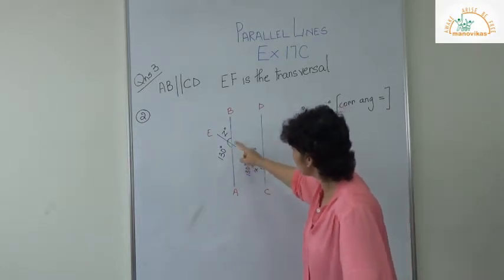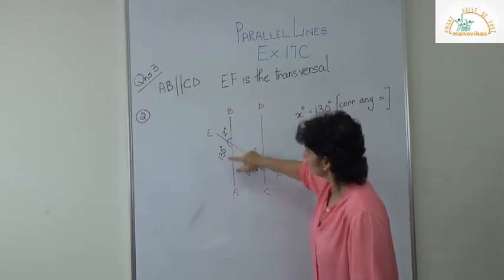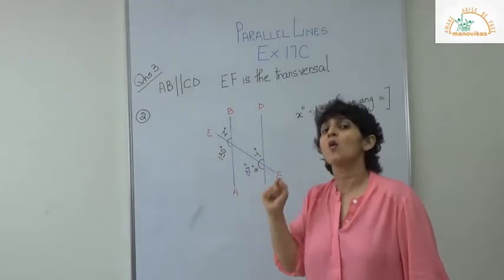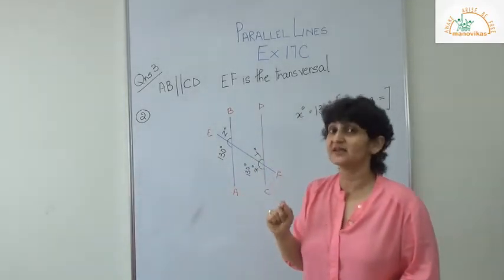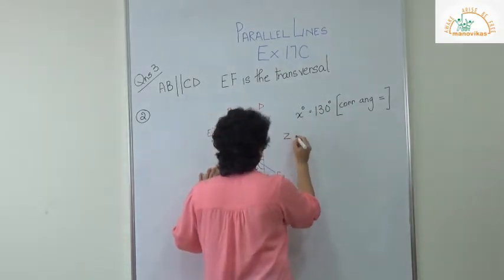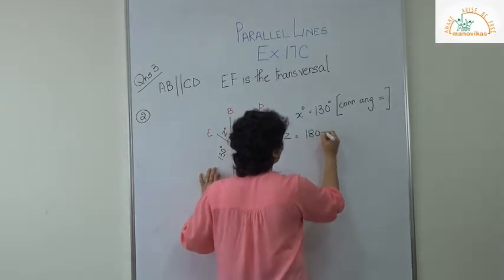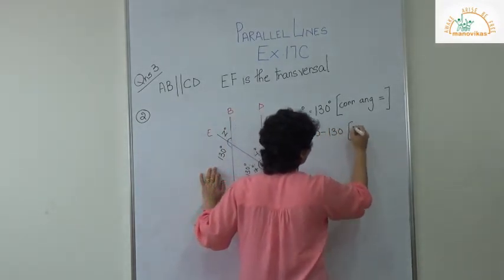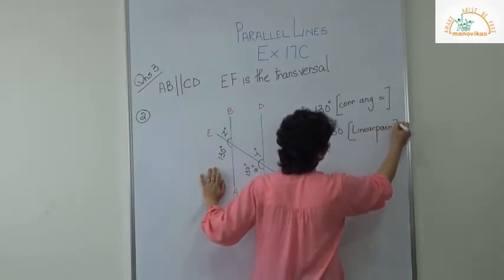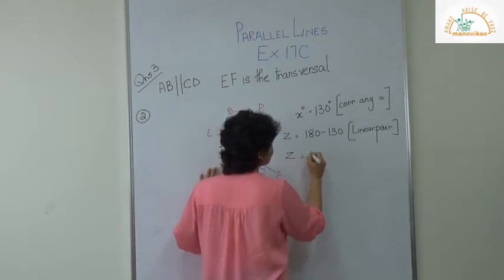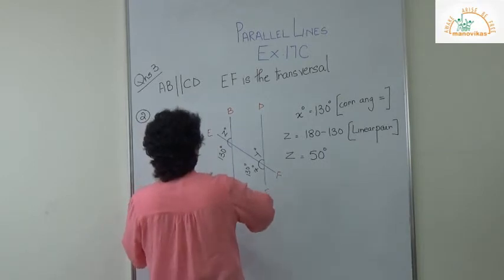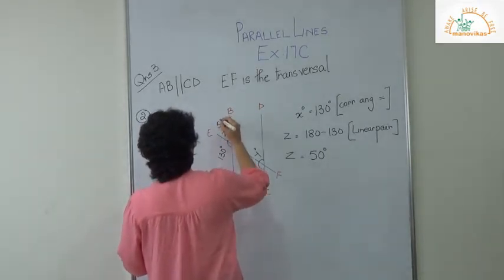Now, based on this, I can only find out this. I know 130 plus Z is equal to 180 degrees. What is the reason? Linear pair, isn't it? So, Z is equal to 180 minus 130. Right here, children, linear. Okay, so Z is equal to 50 degrees. So your Z is equal to 50 degrees.